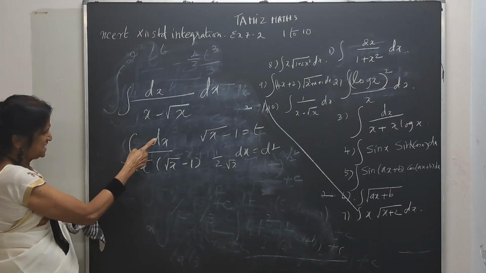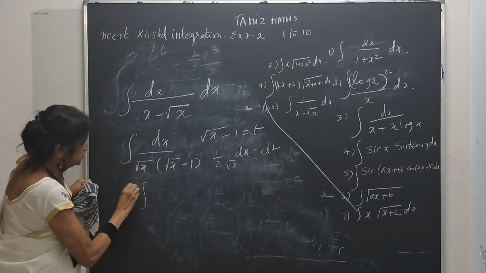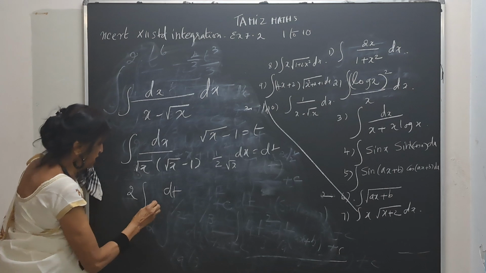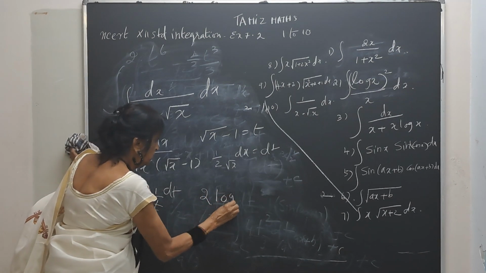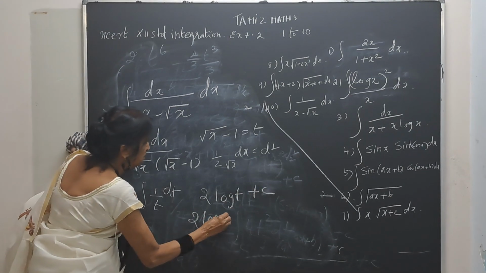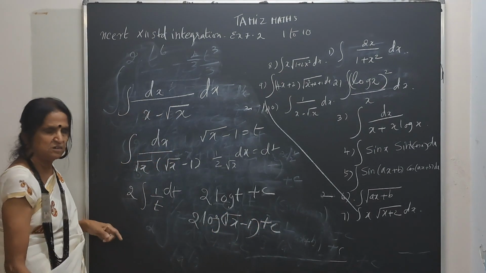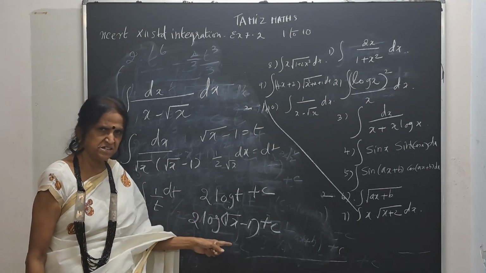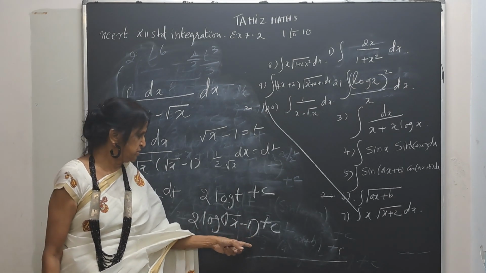So now dx by root x is 2 dt. What is this? Root x minus 1 is t. So it will be log, no? So 2 log t plus c. But what is t? 2 log of root x minus 1 plus c. Differentiate it. 2 log, main is log. So 1 by root x minus 1 followed by derivative of root x minus 1, chain rule. It will be 1 by 2 root x.